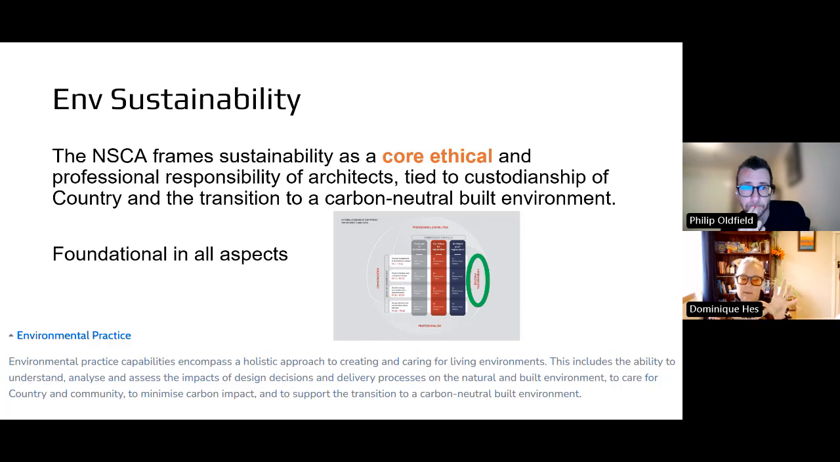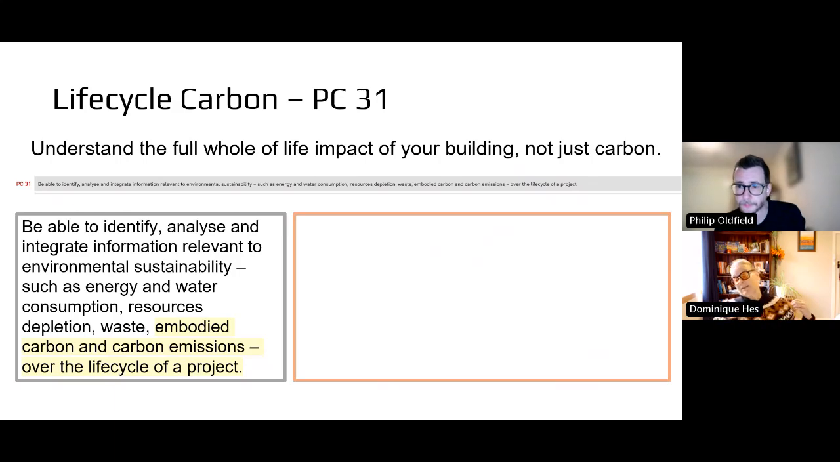So here, the NSCA frames sustainability as a core ethical component for architects. And so it really is important to think about, this is not just about an extra thing that you have to report on. It's actually part of your ethical requirements as an architect to think about these things because it impacts future generations. So PC31, I've just repeated what's in there because it's really hard to see so small. But within this, the embodied carbon and carbon emissions over the life cycle of the project need to be understood.